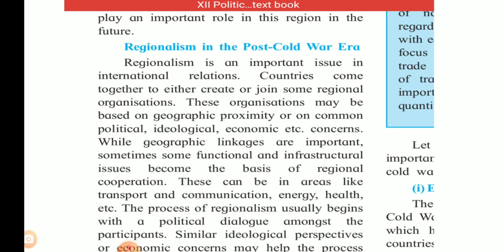These can be in areas like transport and communication, energy, health, etc. The process of regionalism usually begins with a political dialogue amongst the participants.